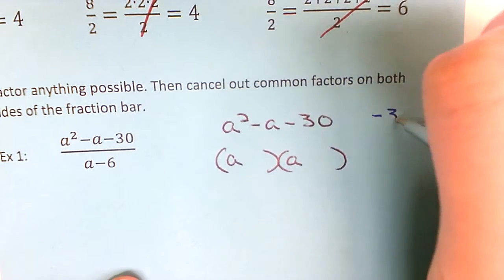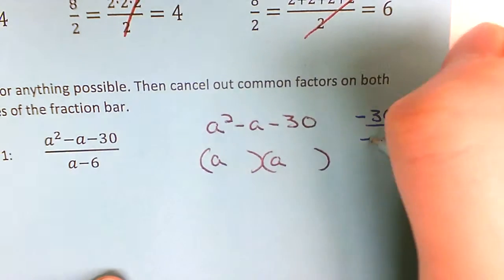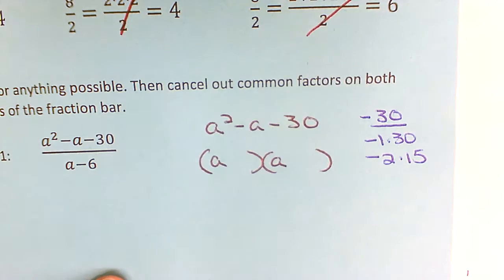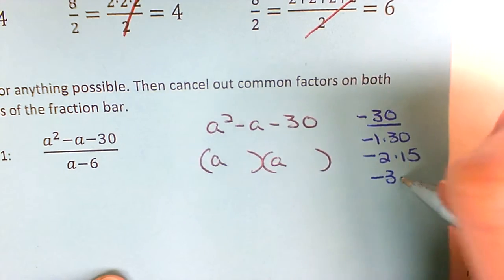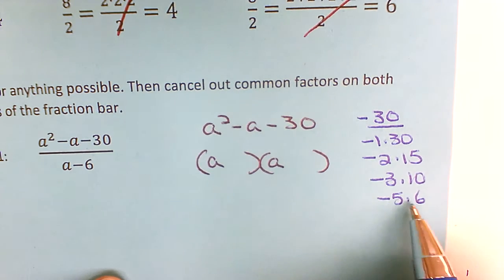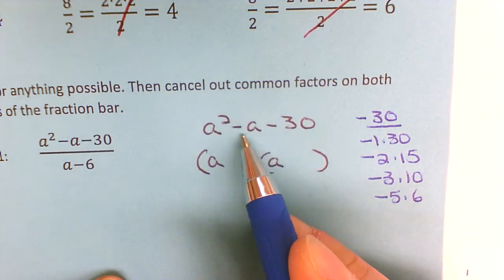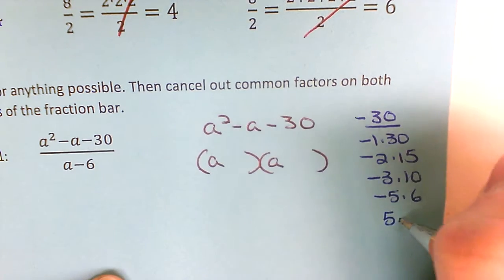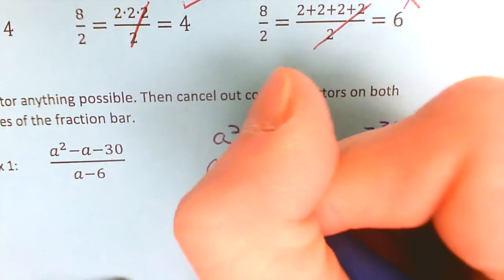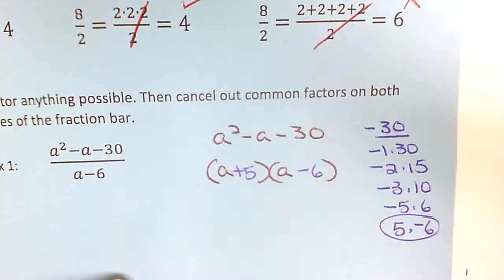I'm going to list the factors of negative 30. So that could be negative 1 times 30, negative 2 times 15, negative 3 times 10, or negative 5 times 6. Now these two add to give me a positive 1, and since I need a negative 1, let's flip it around so that I need 5 and negative 6. So I'm going to put plus 5 and minus 6.